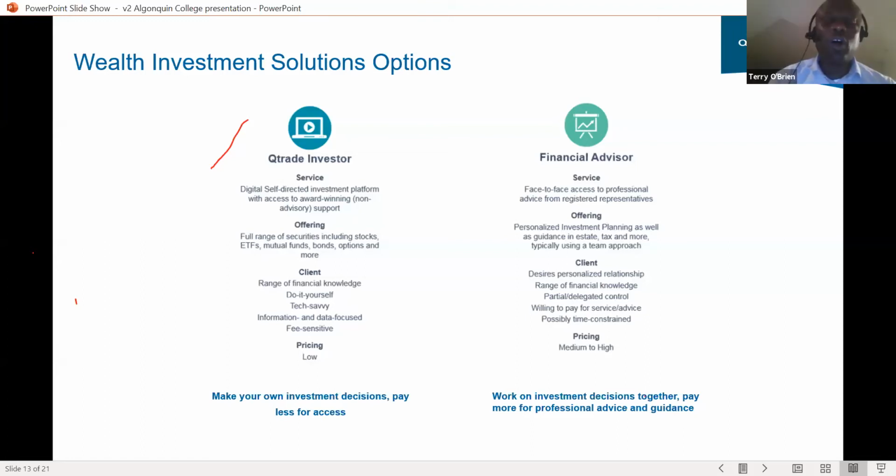Then we go on to online brokerage, or well, in this case, we use Q-Trade Investor. Now, because you don't use a financial advisor, the pricing is a little lower. However, you take on the financial planning, you take on the cash flow analysis, you take on all the things that a financial advisor would do.